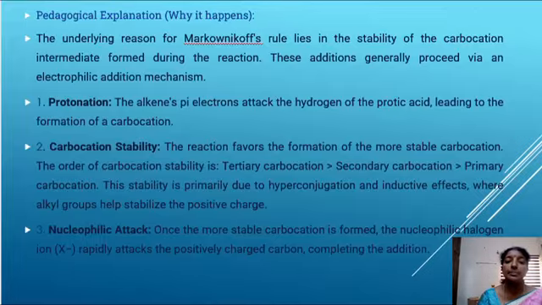The order of stability of carbocations is: tertiary carbocation is more stable than secondary carbocation, and secondary carbocation is more stable than primary carbocation. This stability is primarily due to hyperconjugation and the inductive effect, where alkyl groups help stabilize the positive charge. Once the most stable carbocation is formed, the nucleophilic halide, that is the X- ion, rapidly attacks the positively charged carbon, completing the addition.